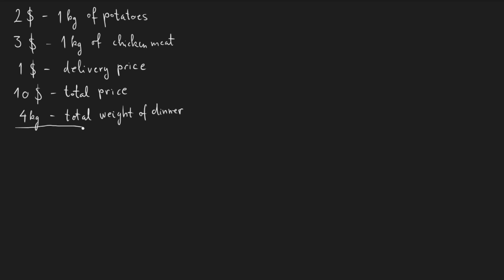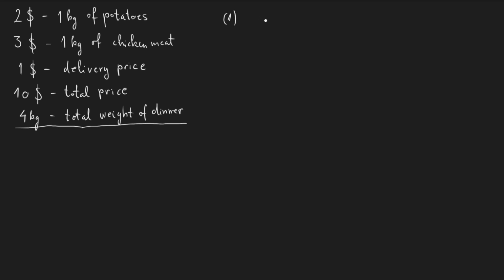So these are all the information we know, and we want to calculate how many kilograms we would buy of potatoes and how many kilograms of chicken we should buy. And we will first start with writing an equation that holds the information that the total price is $10. And this we can write as the following.